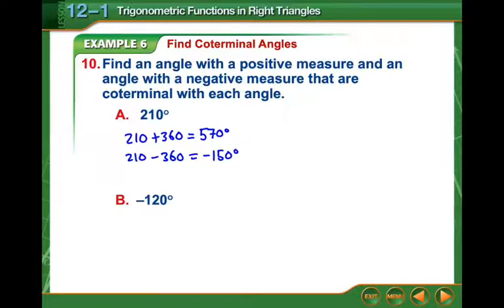For the other one, same idea, negative 120 plus 360. 360 is bigger than 120, so it's going to bring us back to positive. And that's going to be 240 degrees.